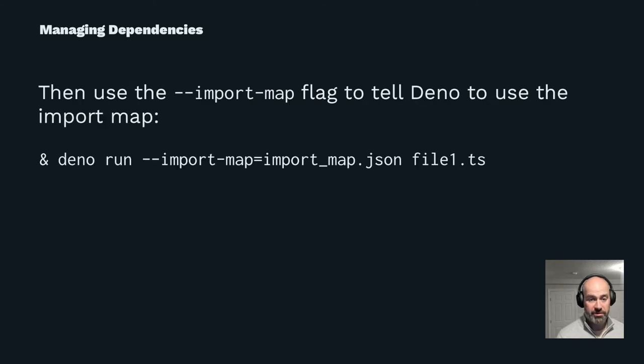To use your import maps, all you do is define the JSON file and then pass it in using the import map flag. From there, you'll be able to import directly from the mapping you define in your import map.